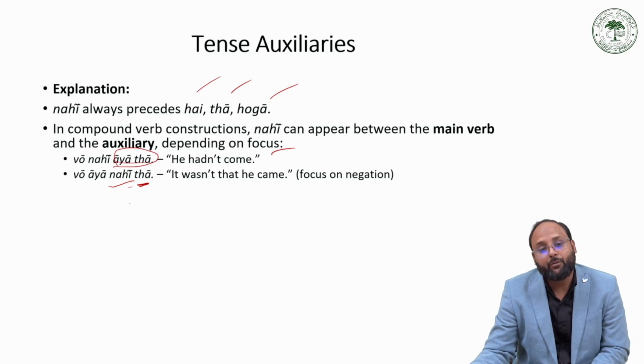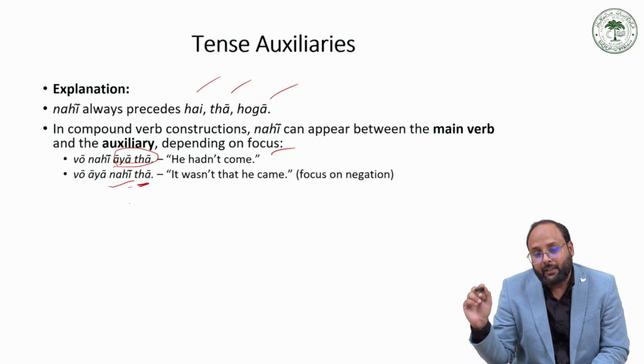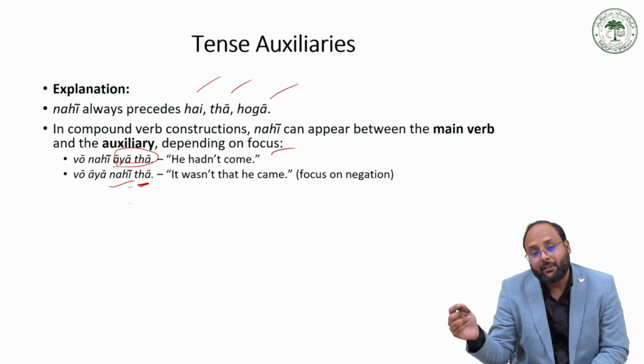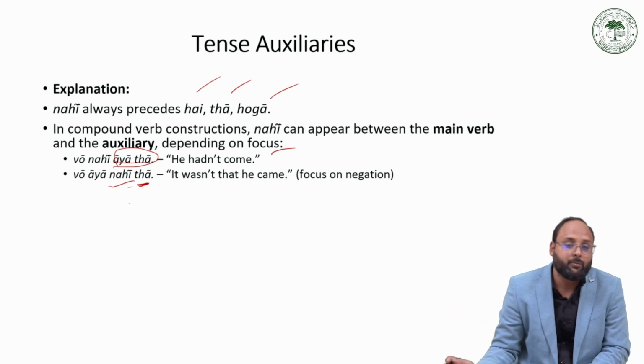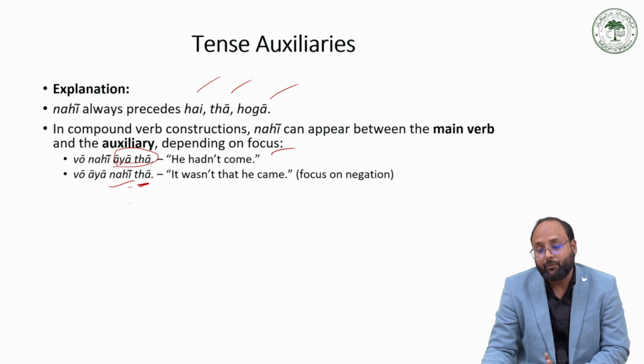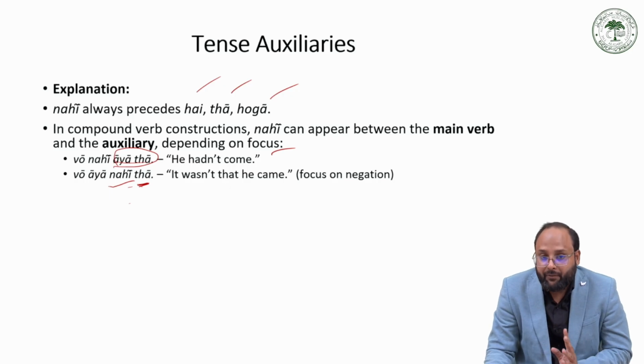वो आया नहीं था, वो नहीं आया था. So that is the focus of negation. So we are focusing on either the auxiliary tha, or we are focusing on both aya. So here the aya also becomes negative. So it has different types of focus in sentences to give a difference in meaning.